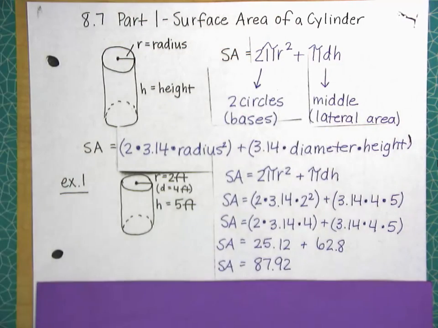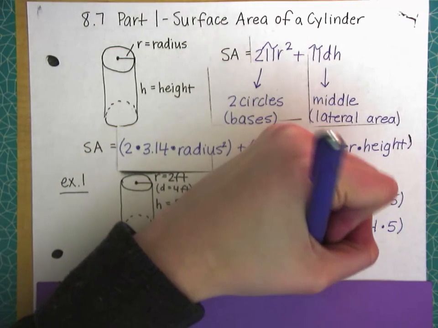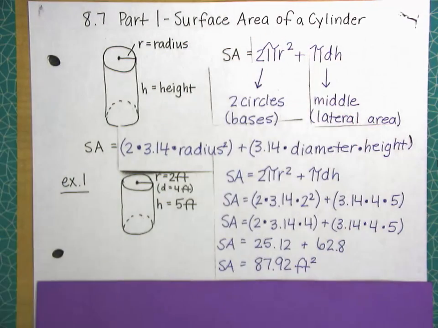Now, raise your hand if you can tell me how I'm going to write my units. Feet squared. Good. Why is it squared and not cubed? Maddie? Right, because we're not looking for volume.